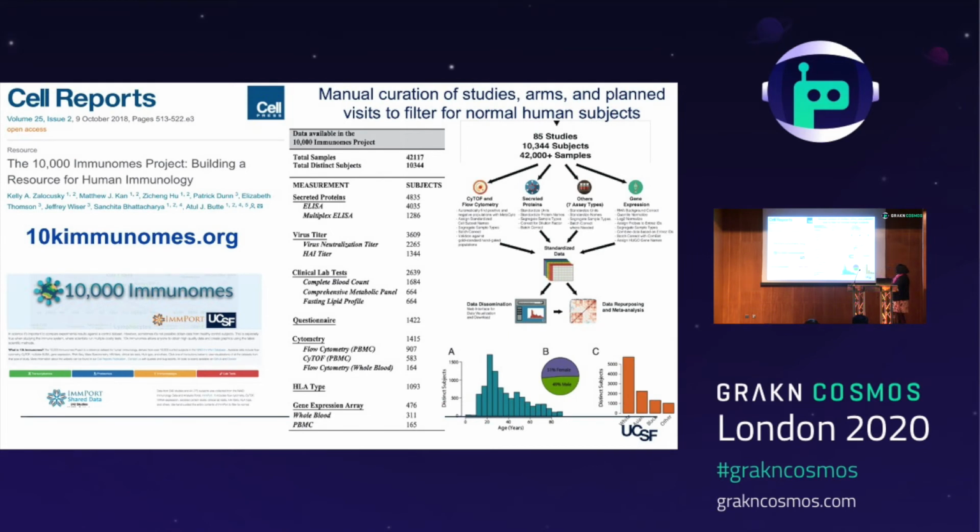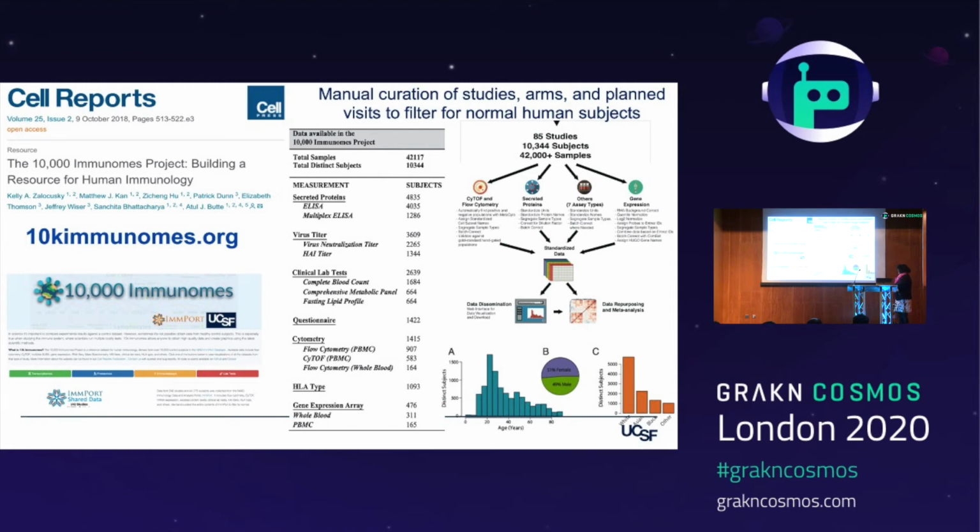Just to give you a little more information, we manually curated and subsetted the data. Typically when data is shared, you have a control arm, a healthy arm, or both arms. We subset on the healthy because we were focusing on healthy subjects. We started with 85 studies within ImmPort, comprising 10,000 subjects. Then we had CyTOF data, flow cytometry data, if you're familiar with these measurement techniques, and then cytokine profiling and gene expression data. We standardized the data, and then disseminated it.